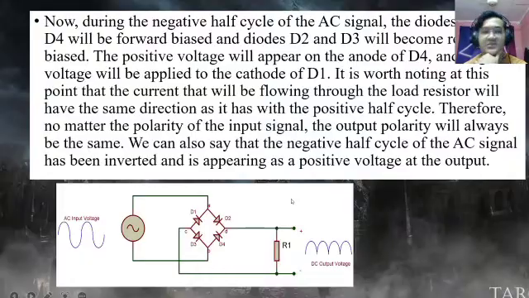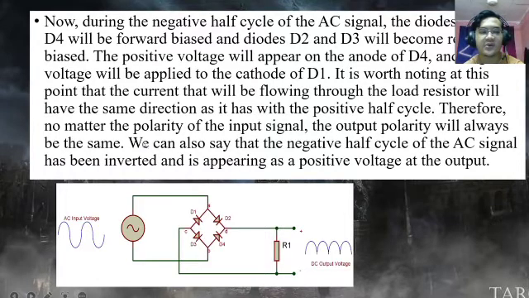Now during the negative half cycle of the AC signal, the diodes D1 and D4 will be forward biased and the diodes D2 and D3 will become reverse biased. The positive voltage will appear on the anode of D4 and negative voltage will be applied to the cathode of D1. It is worth noting that at this point the current flowing through the load resistor will have the same direction as it has with the positive half cycle.